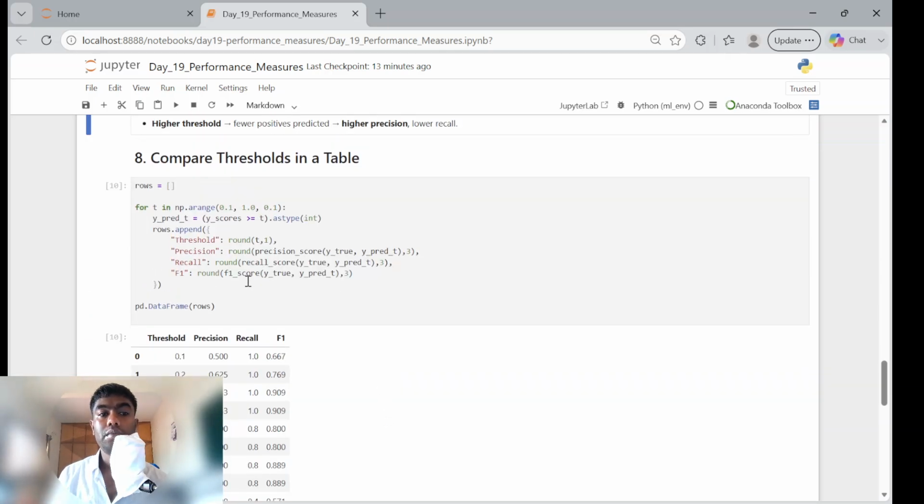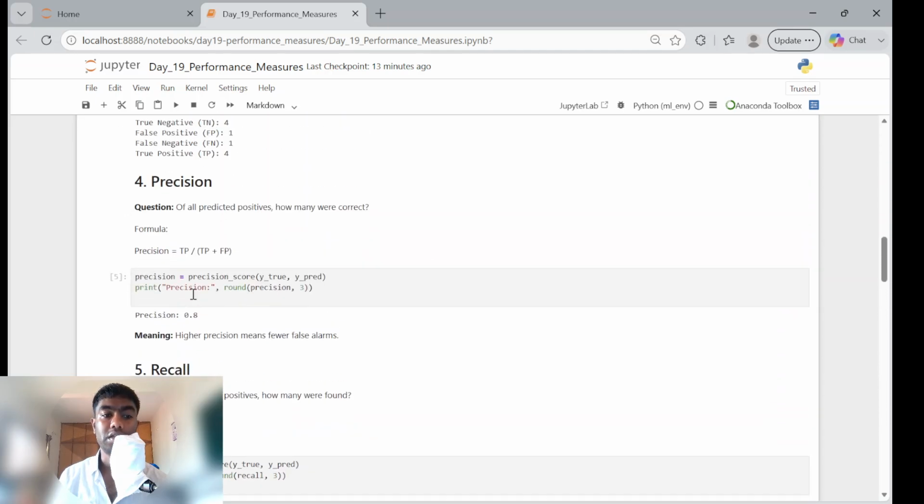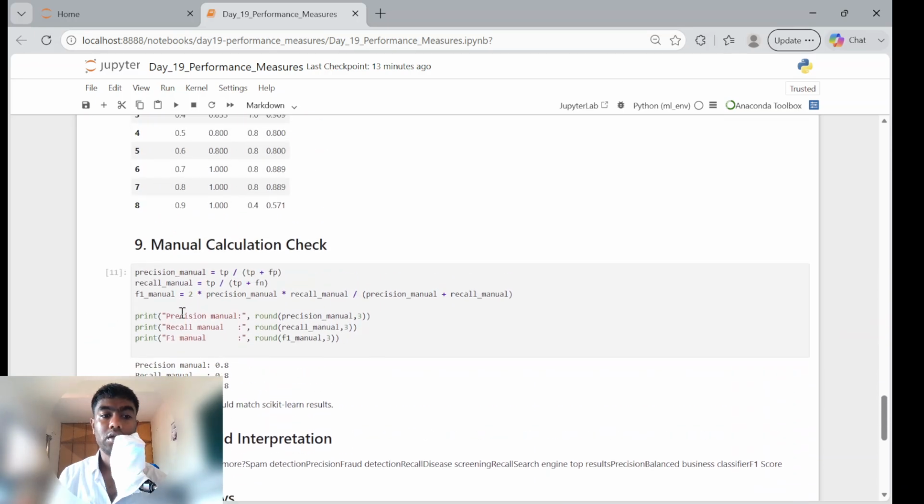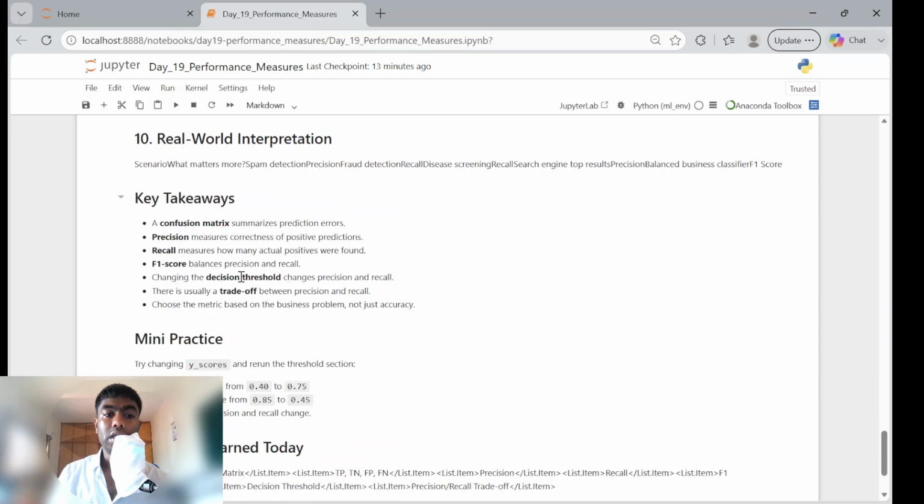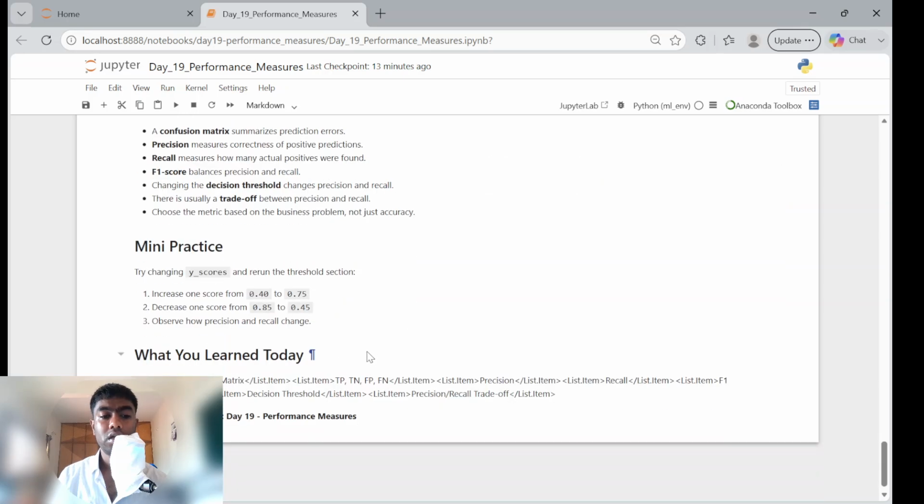Okay, so these were about decision threshold and parameters like F1 score, precision, and recall. All of these are part of performance measures, and we might come across them. Just keep a brief idea of what all of them are, right?